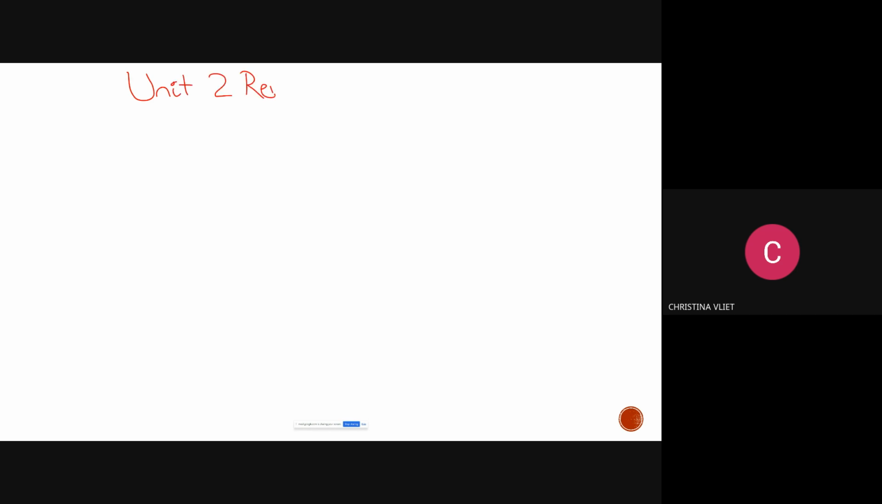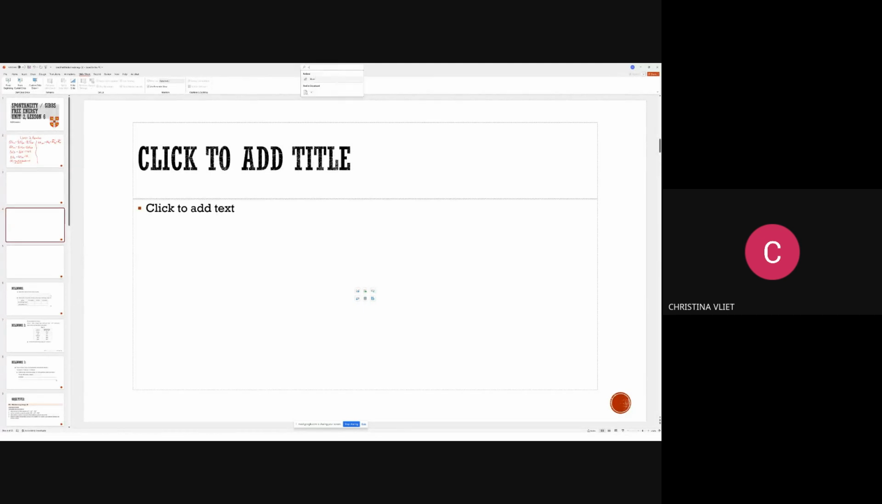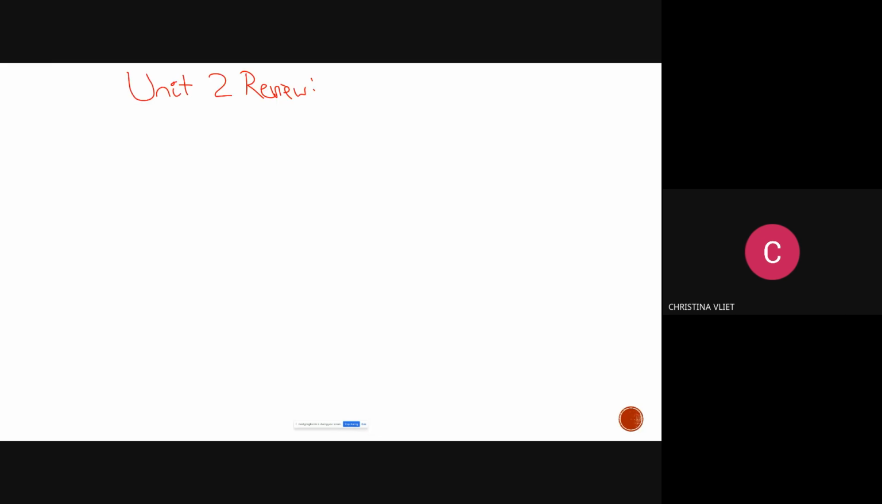Unit 2 review. Energetics. What do we mean by that? Energy and entropy, and free energy, if you want to go through all the different things. Energy, entropy, free energy. Free energy being Gibbs for a reaction. So this is unit 2. We're first going to go over the formulas.